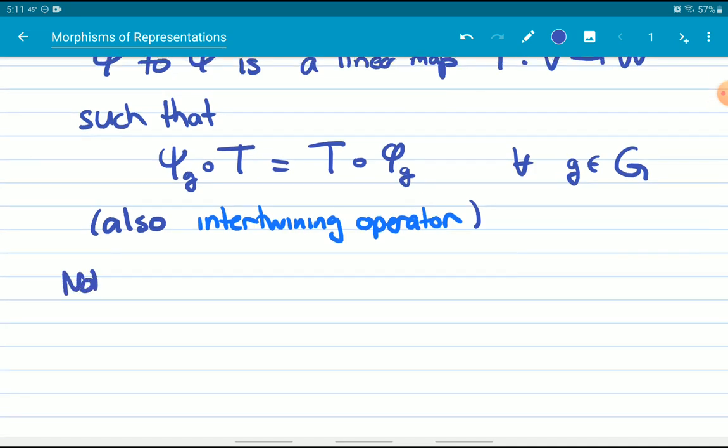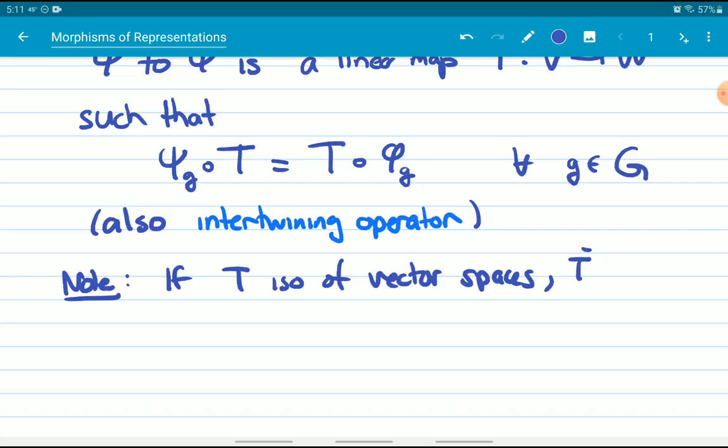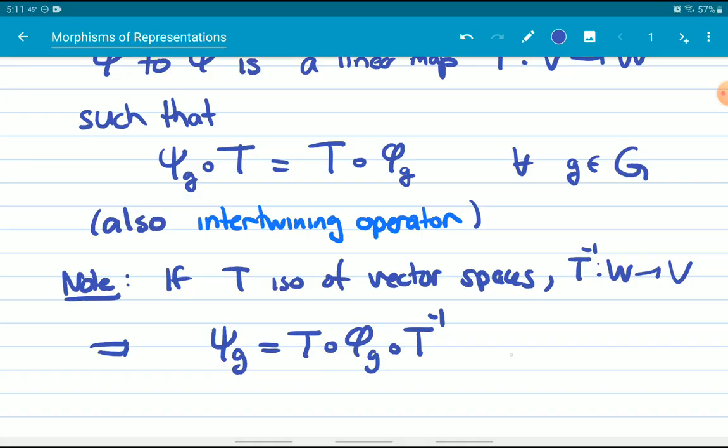Let's notice if T is an isomorphism of vector spaces, then you have a T inverse, which goes in the other direction. And the condition can be rewritten as psi sub G equals T phi sub G T inverse. In other words, that's the same notion as an equivalence. But if T is not an isomorphism of vector spaces, this doesn't make sense. And this is the right way to write the identity.